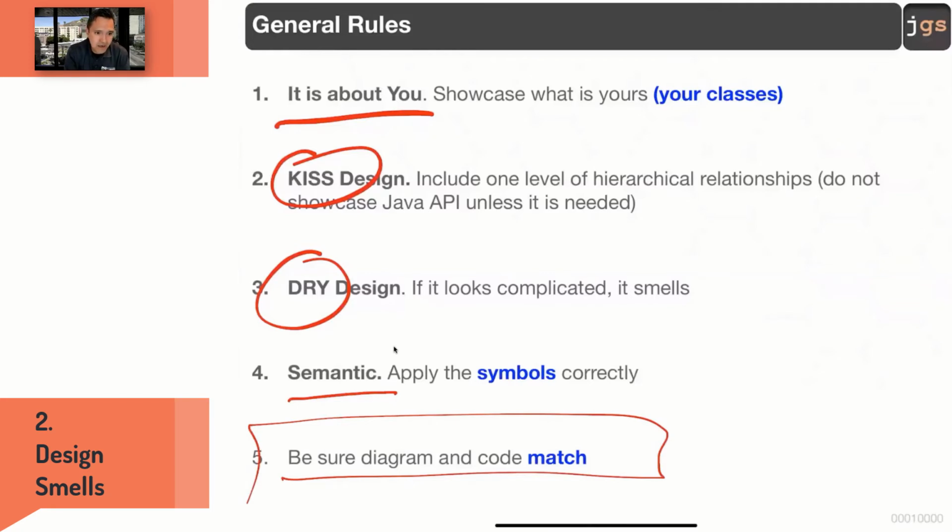Again, if you have a blueprint of your home, and the blueprint is showing you 10 rooms, but your home only has 2 or 3, what is the reason for having this blueprint that does not match what I have in reality? Similar with the software.